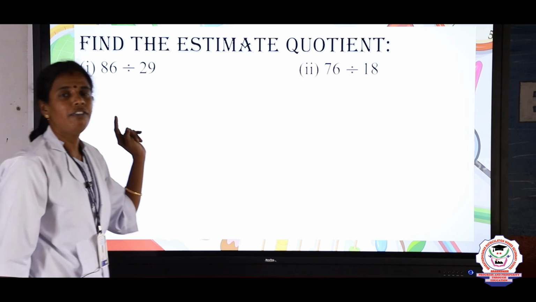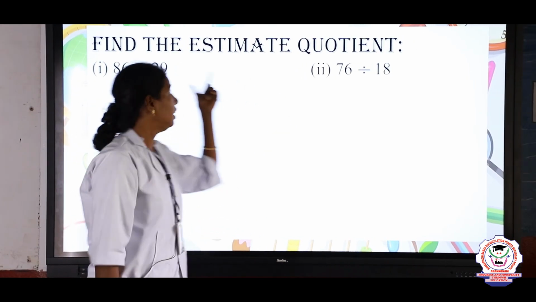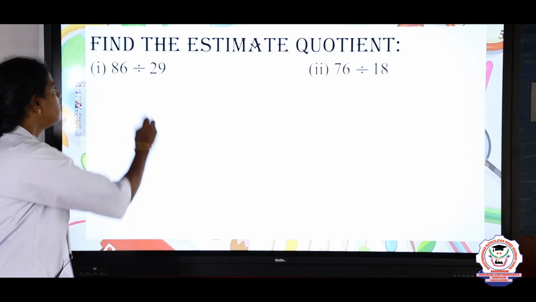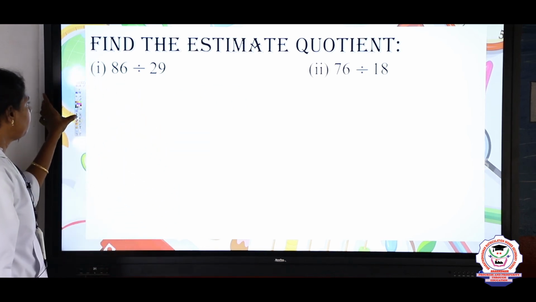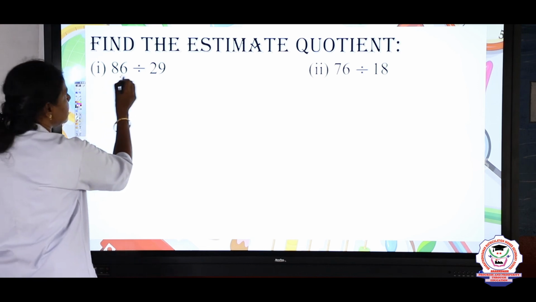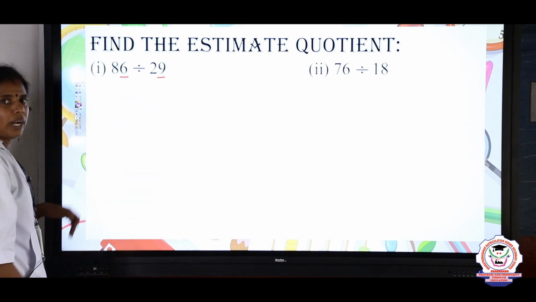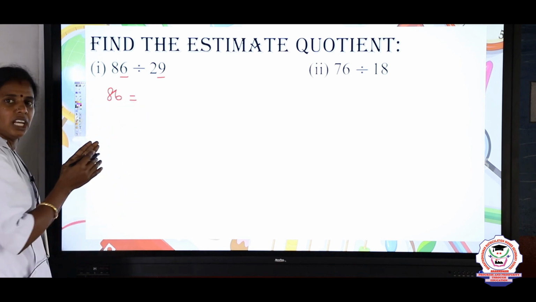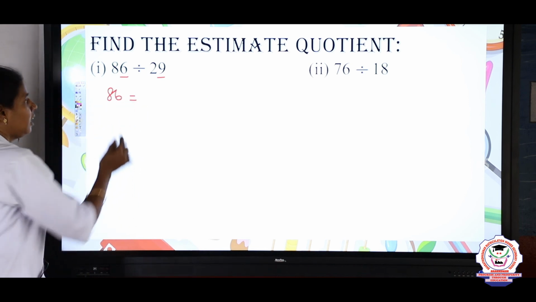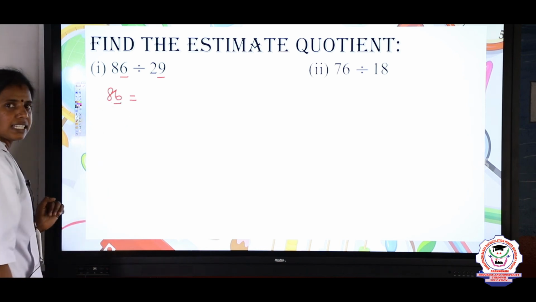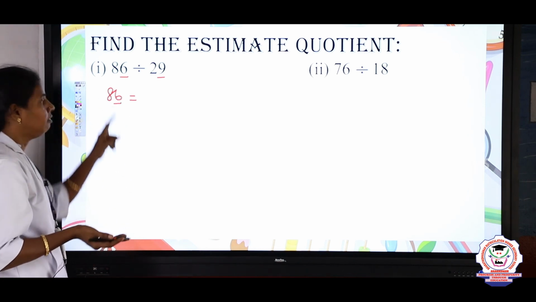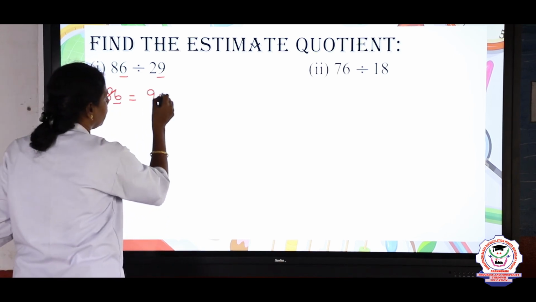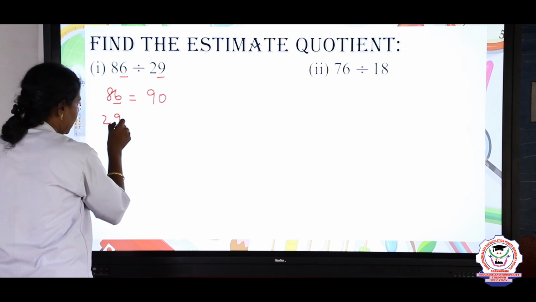So now we are going to find the division. In this, find the estimated quotient. So first we are going to estimate the number to the nearest tens. So 86 and 29. First 86. 86 will lie between 80 and 90. In the ones place the number is 6, which is greater than 5. So 86 will be rounded off to what? 90.